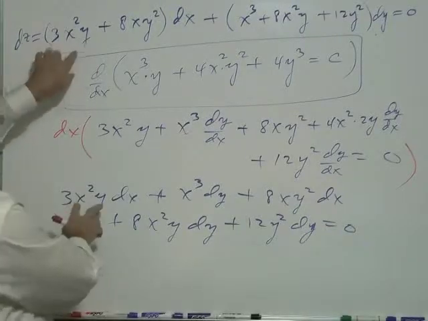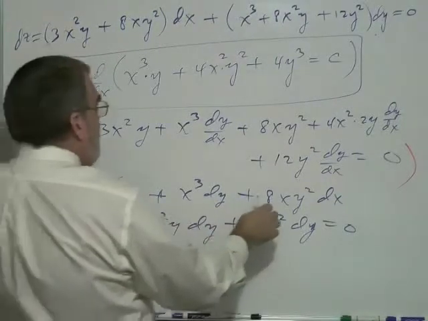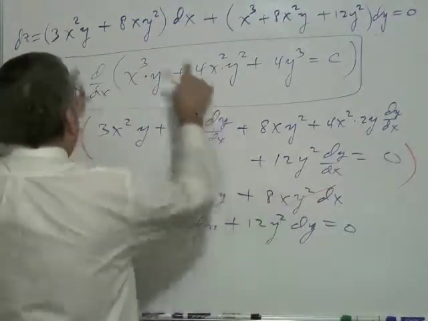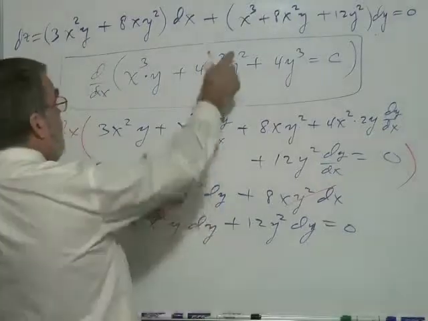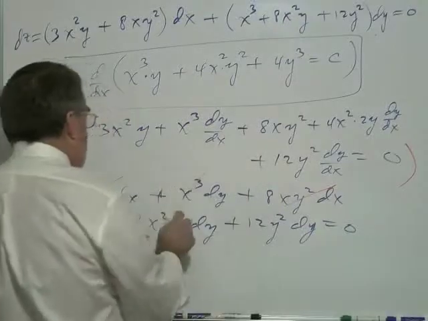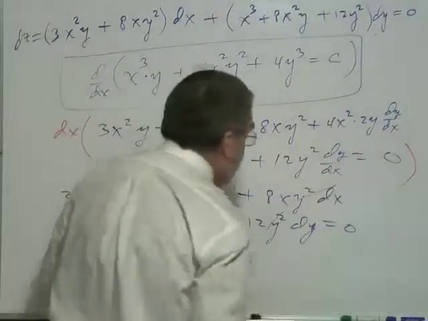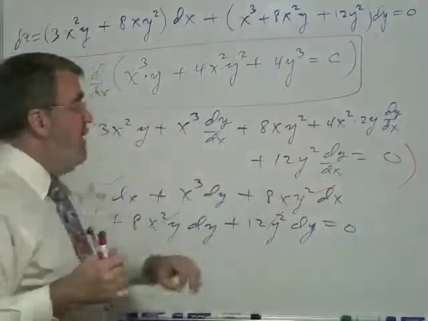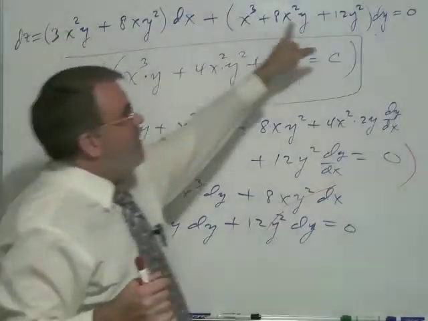Now if we separate these into the dx's and dy's, let's see, what do we get? I've got 3x squared y, the dx term. Okay, that works. Another dx term is 8xy squared. So these two terms fit right there. And then my dy terms are x cubed. That's good. 8x squared y. There it is. And 12y squared. Those are the dy terms, equals 0. So, we're able to take this solution, take its ordinary derivative with respect to x, and come up with this differential equation.